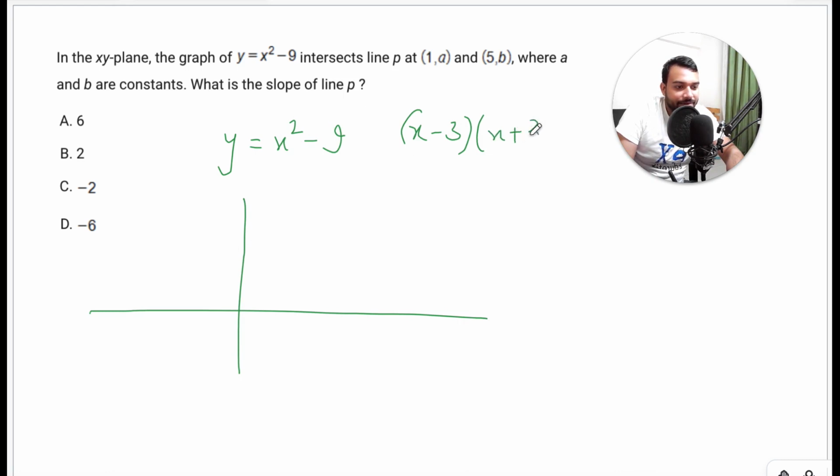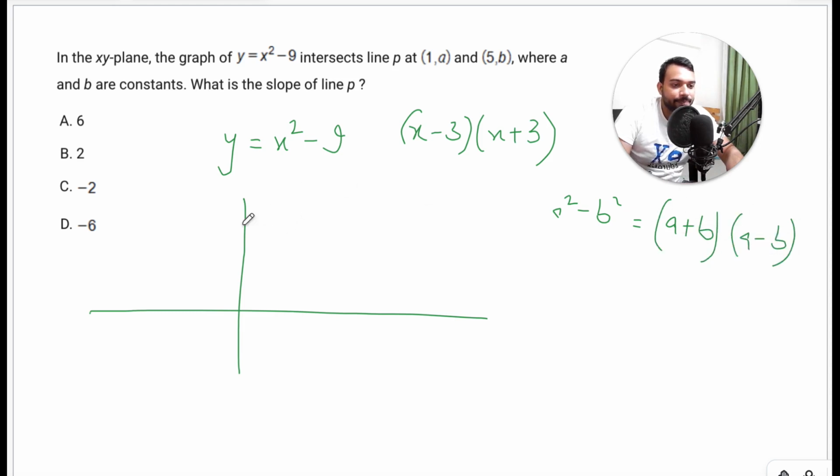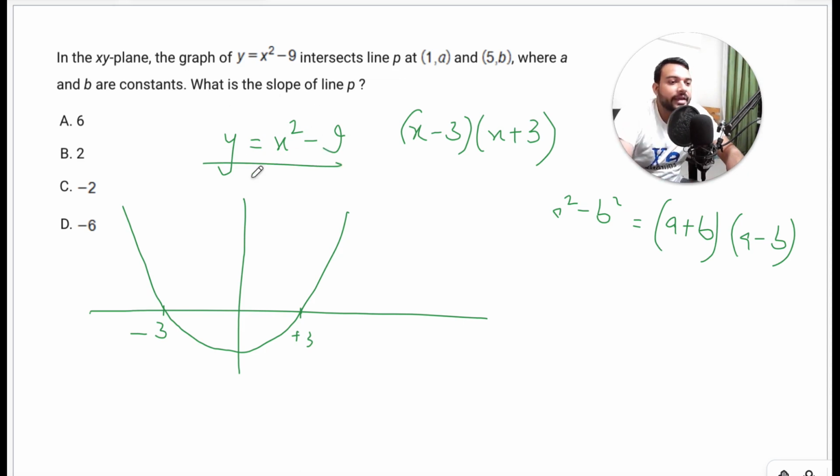If you factorize, that's the direct formula for a squared minus b squared. In our case it's x squared minus 3 squared, that is (a plus b) multiplied by (a minus b). Okay, so now the graph would look like this, with 3 and negative 3, and it's going to go like this. This is going to be y is equal to x squared minus 9.